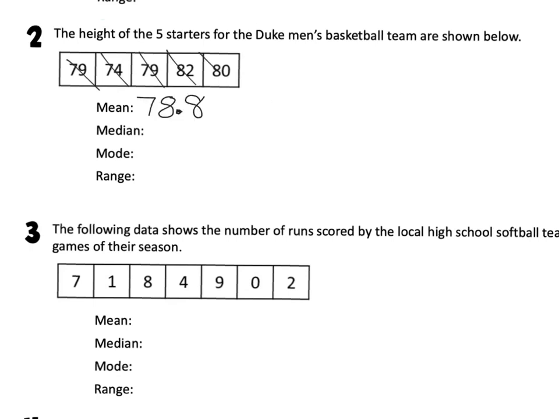For the median, I need the number that's in the middle, and remember, I need my numbers in order from least to greatest. So luckily I only have 5 this time. It looks like 74 is my lowest. Then it looks like 79, and I have 2 of those. Keep crossing them off so I don't lose track. And then 80 is the next. 82 is the highest. So the number that's in the middle is 79.